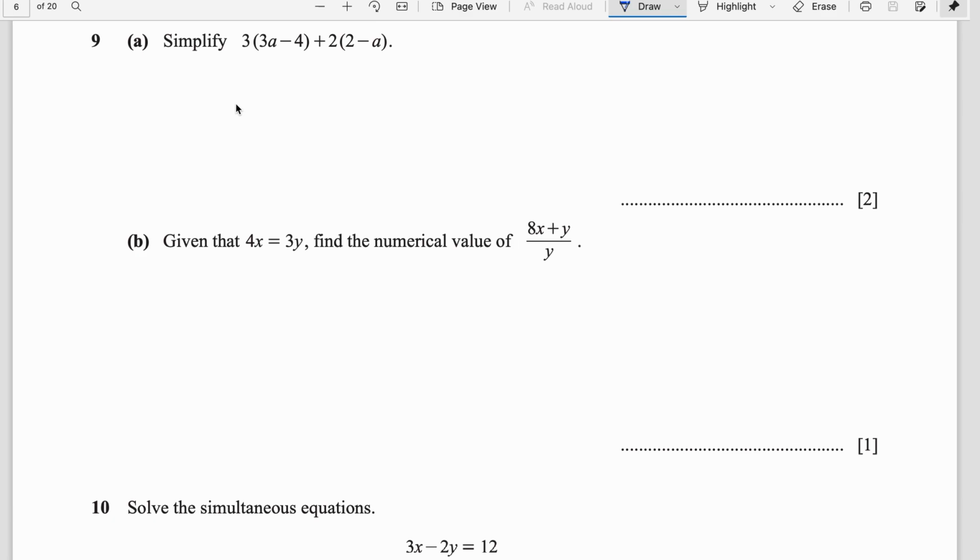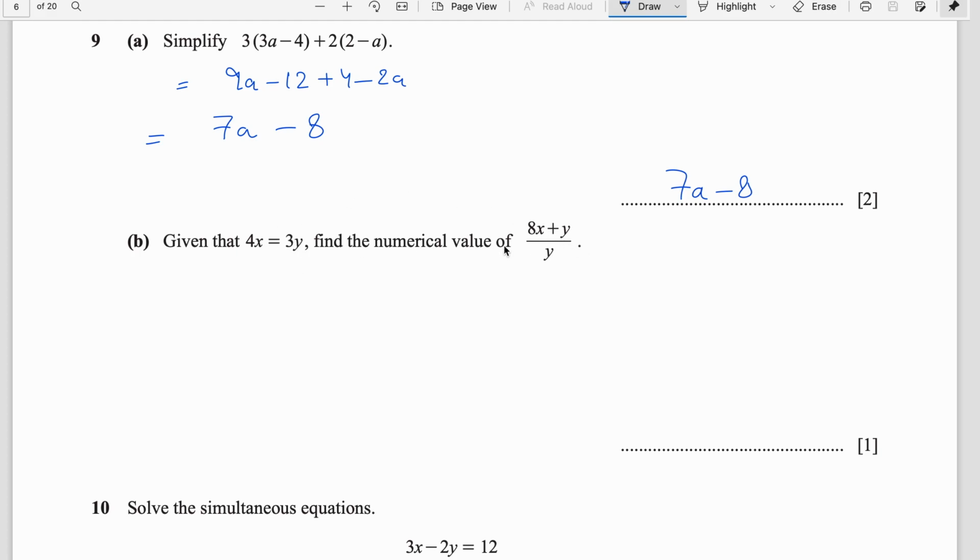Question number 9. Simplify the given expression. So this is 3 times 9a minus 4, 3 times 4 is 12 plus 4 minus 2a. 9a minus 2a is 7a, minus 12, plus 4 is minus 8. So 7a minus 8.